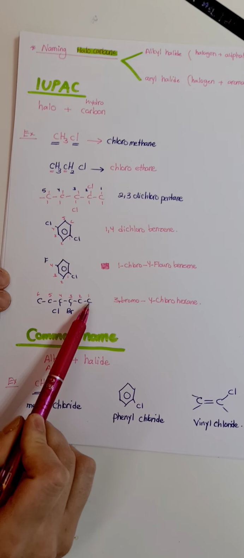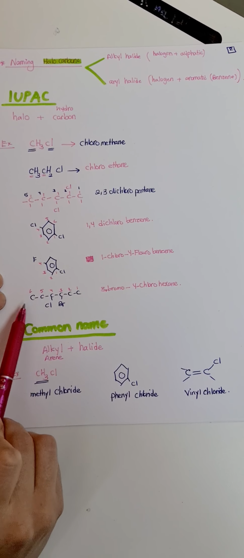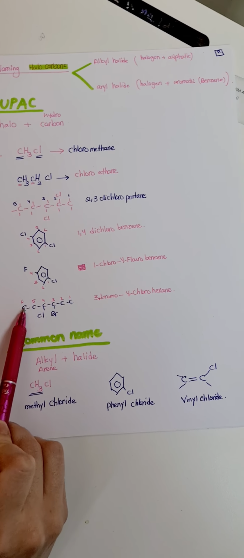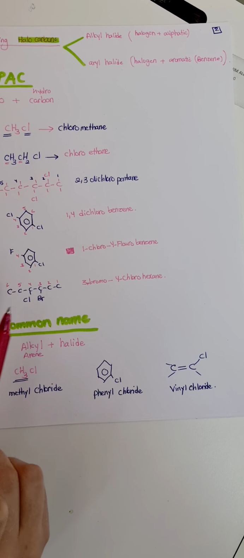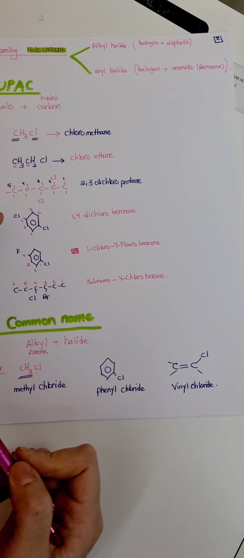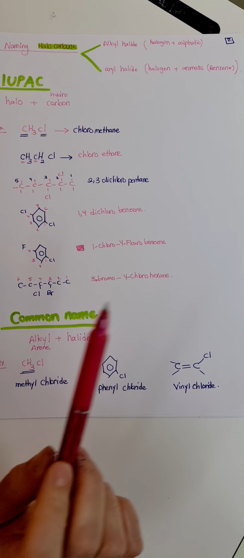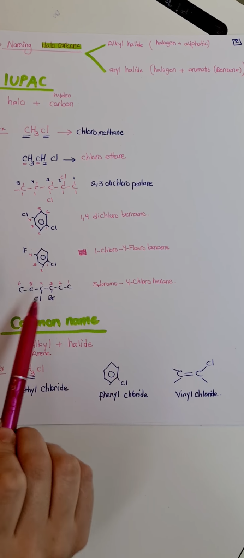Here, the same thing. I have 1, 2, 3, 4, 5, 6 carbons. Now I can start from the left side, giving 1, 2, 3, 4, 5, or I can start from the rest, giving the bromine the number 3. If I can start by giving the least number to the first alphabetical, I should do this. So it's better to say 3 bromo, 4 chloro. It's correct to say 3 chloro, 4 bromo, or 4 bromo, 3 chloro, but the best scenario is to start with the least number. What about the common names for the halocarbons?